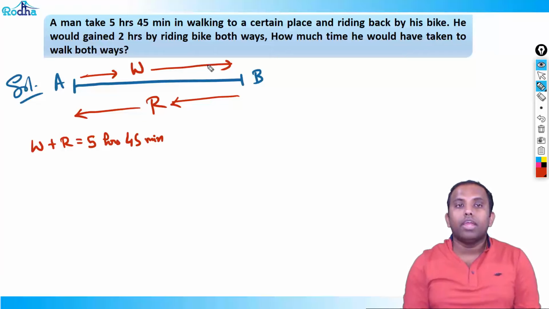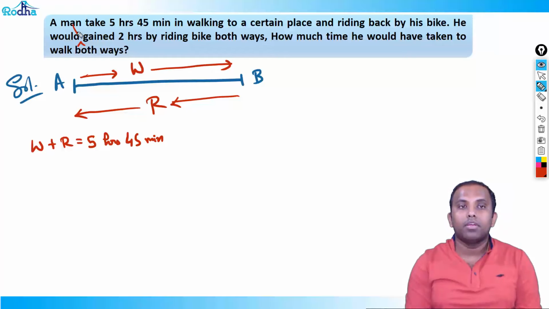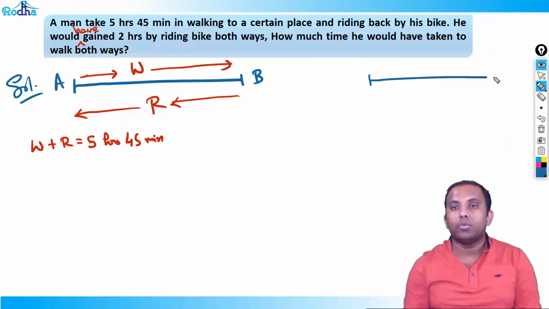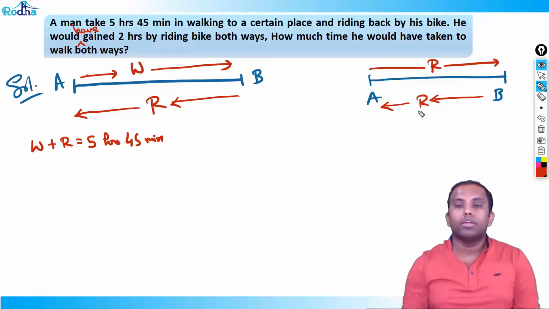Okay, he would have gained 2 hours by riding the bike both ways. That means if from A to B he would have walked only, again he rode both sides, A to B and again B to A. So if he rode from both sides, he gained 2 hours.